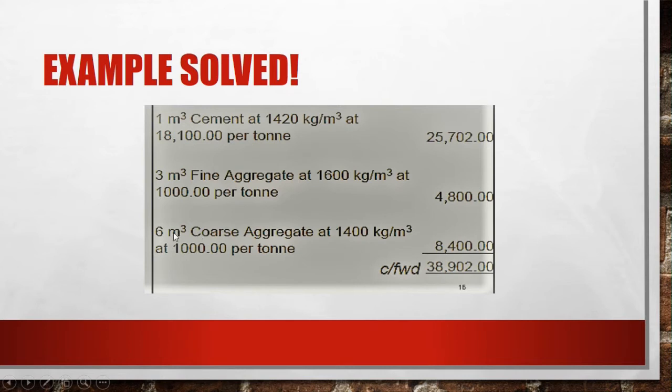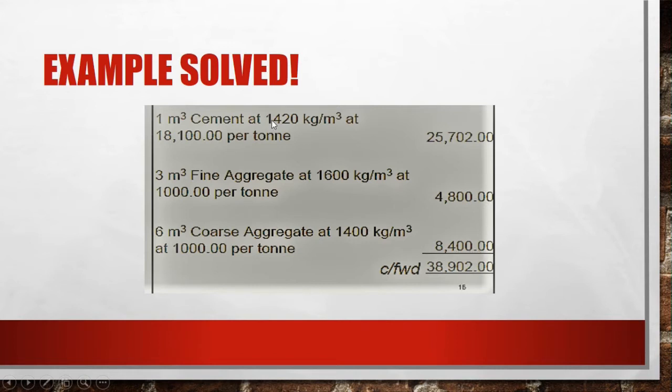So we're going to say 6 meter cube divided by 1 meter cube, you multiply by 1400, which is the mass in every meter cube of coarse aggregate. Then you divide by 1000 to be in tons because you're going to get the value in kilograms. So dividing by 1000, that 1000 will cancel with this. So you're going to get the price of coarse aggregates being 8400.